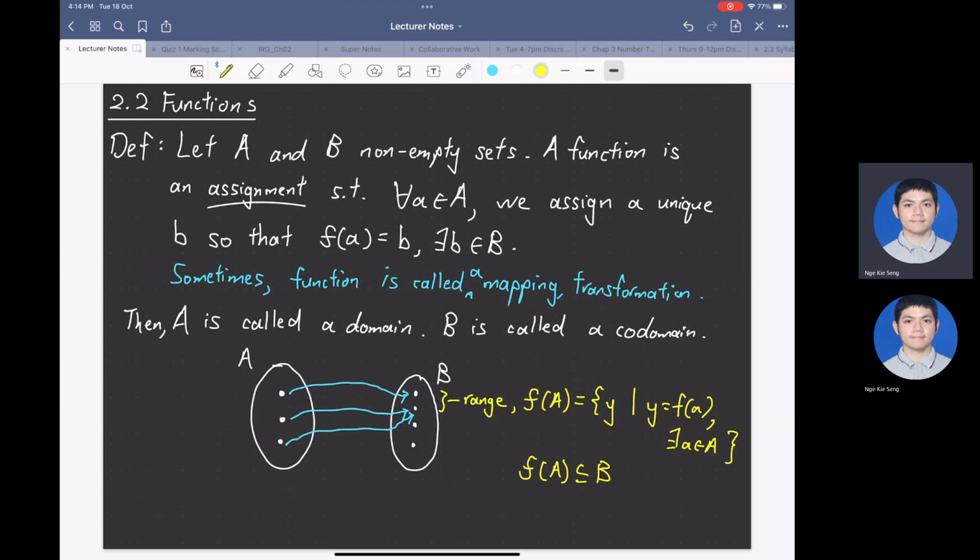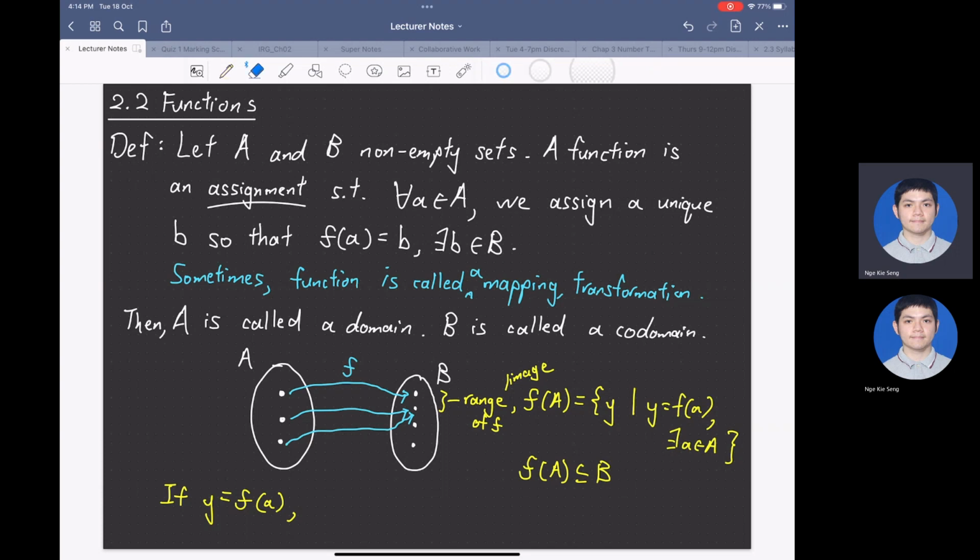So finally, this is the range, this is the domain, this is the codomain, and the middle one is f. The range of f, or sometimes we call it the image of f. Also, we use y equals f(a).